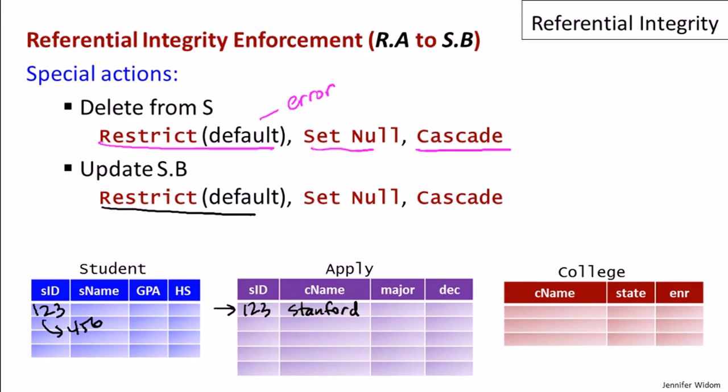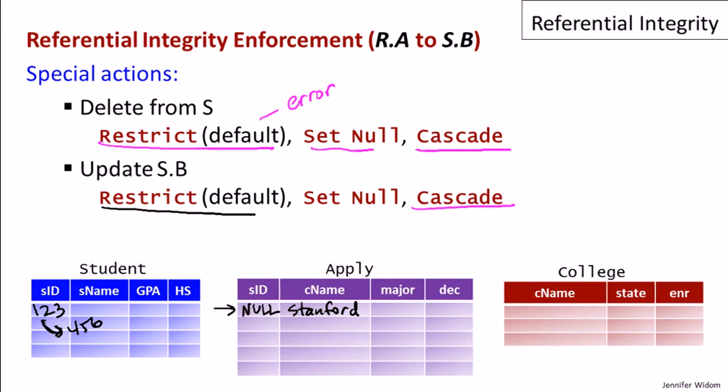The set null command will, similar to the delete, if this is changed to 4, 5, 6, set any 1, 2, 3 values to null. So in this case, we change 1, 2, 3 to 4, 5, 6 in the student, and then we would change 1, 2, 3 over here to null. Probably the most interesting case is the cascade case for the update.